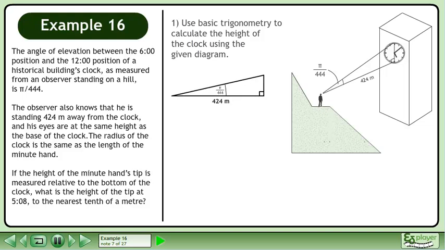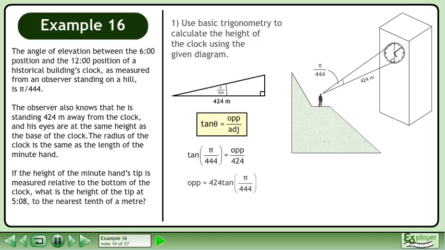Let's begin with the first step in our strategy. Redraw the triangle. Use tan theta equals opposite over adjacent. Replace the angle with pi over 444 and replace the adjacent side with 424. Cross-multiply to get the opposite side. The opposite side is 3 meters.